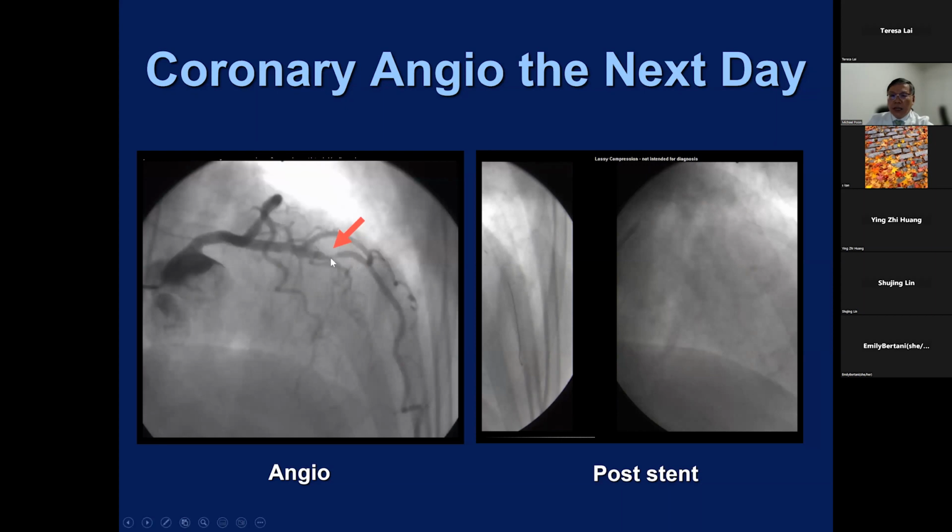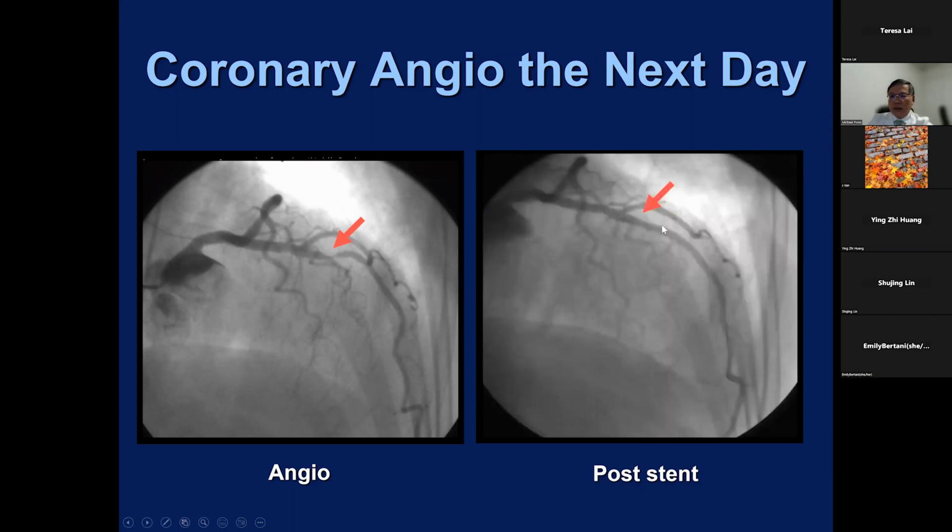So you can see the same obstruction here, similar to what the CTA showed. Again, you don't see the soft plaque and you don't see the calcified plaque. All you see is what the contrast allows you to see, which is the narrowing. And the patient had a stent, and this is the after picture after the interventional cardiologist put in a stent and opened up the stenosis.